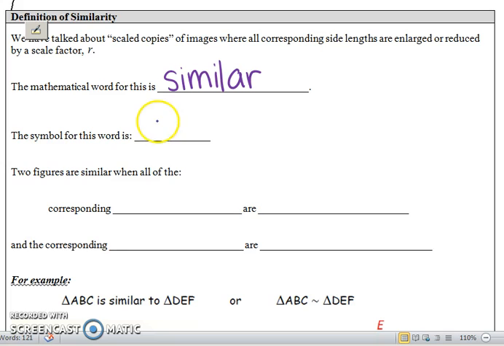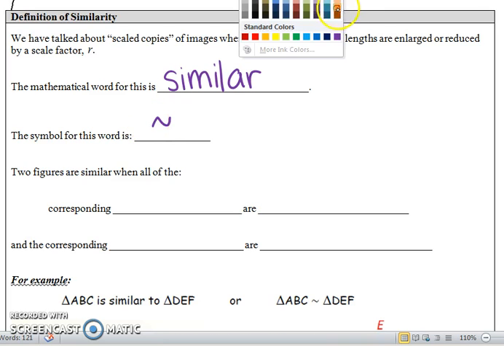And the symbol for this word is this squiggly symbol. You might recognize this symbol. It's the top part of the congruence symbol. I'll do this off to the side. You don't need to write this down. But remember, the congruence symbol was an equal sign with a squiggle above it, and that meant that the shapes were the same size and the same shape. But with similar shapes, they are simply just the same shape, but they're not necessarily the same size.